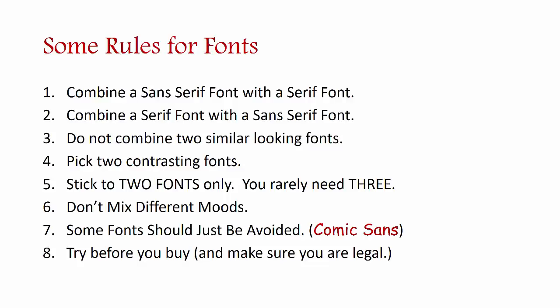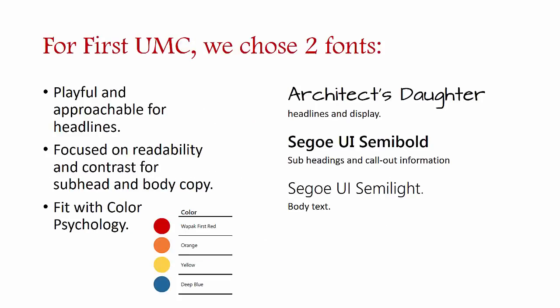There are also some fonts that should just be avoided. Comic Sans is one of them. There are others. And then finally, make sure you're legal. Google Fonts are all open source. So websites like Font Squirrel or DaFont, just check and see whether it's available for free for commercial use or not. Now for First Church, we picked two fonts.